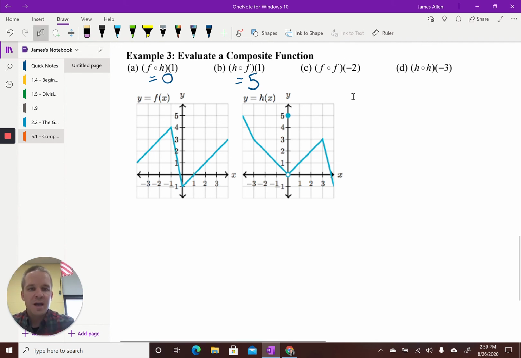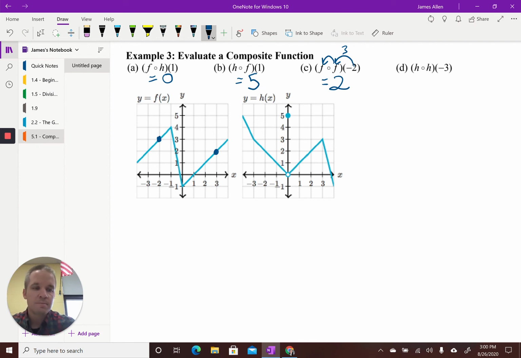F of f of negative 2. These always look weird when you have the f of f. So if I plug in negative 2 into f, negative 2 gives me 3. So now I need to plug in 3, because that was my new function value, right? When I went from here to here, I got 3. Now I'm going to plug 3 into my f again. F of 3 is positive 2.